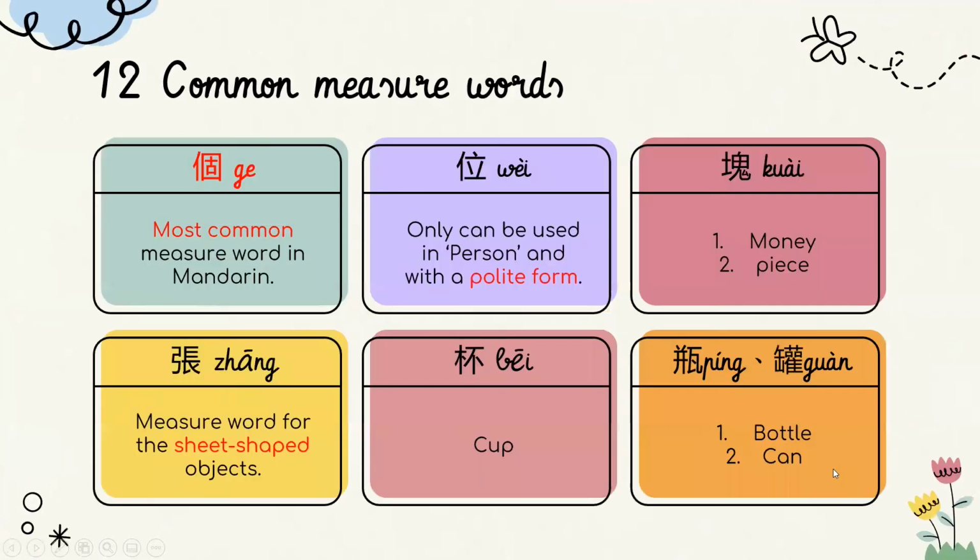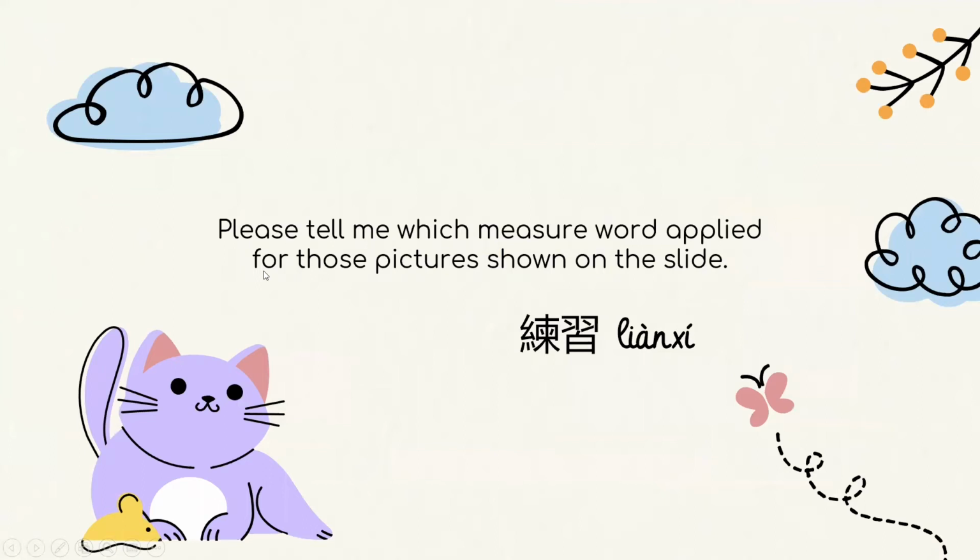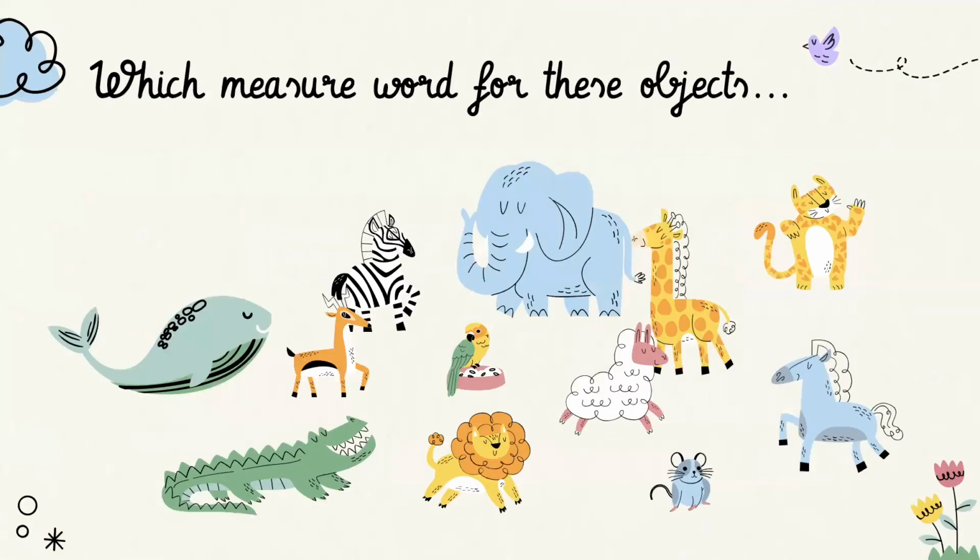So are you ready? Now let's have some exercise. I want you to tell me which measure word applies to the pictures shown on the slide. The first one: these are animals, many kinds of animals. So what measure word can we apply for the animals? Do you remember that?